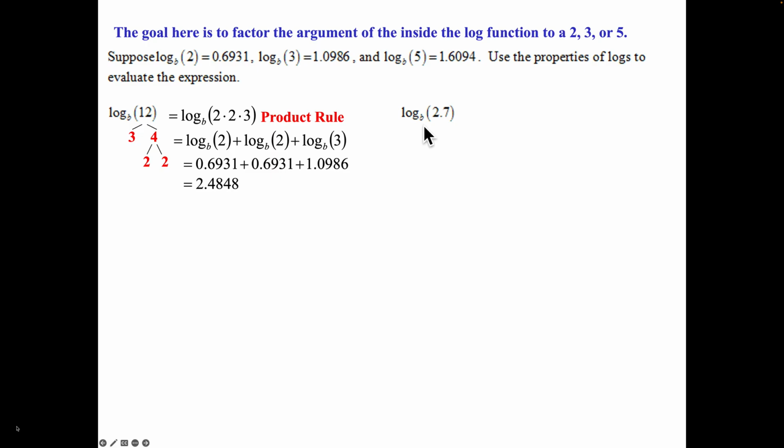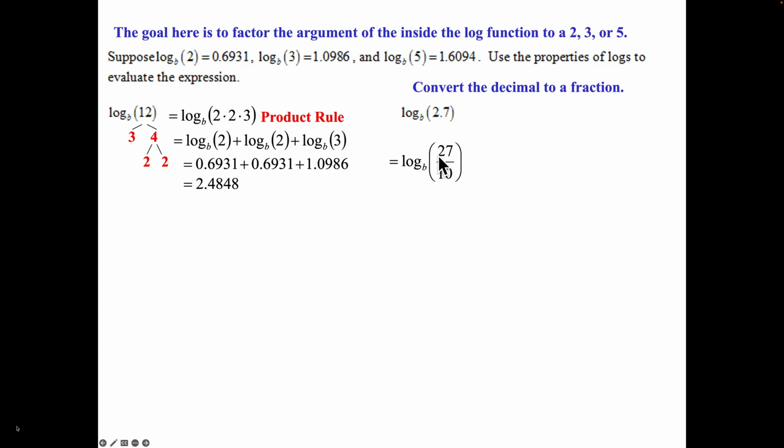Next example, log base b of 2.7. You are never allowed to have a decimal in this argument. So we want to change this to a fraction. The 7 is in the tenths place, so drop the decimal point and write that 27 over 10.